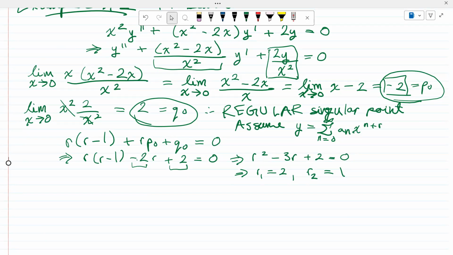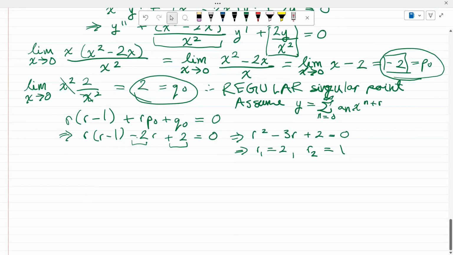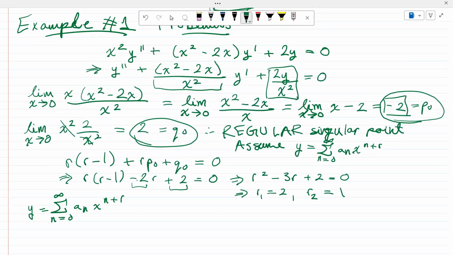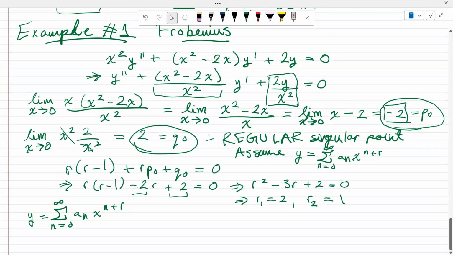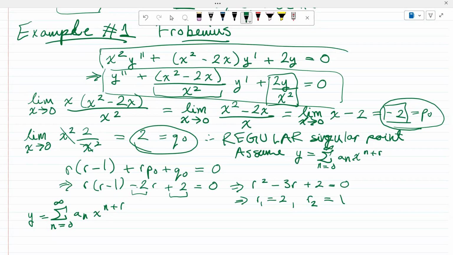So we've assumed that y is equal to this series over here, the sum of a_n x to the n plus r. So that means that we can substitute this back into our original equation right over here. Actually, the one just up above. Yeah. All right.